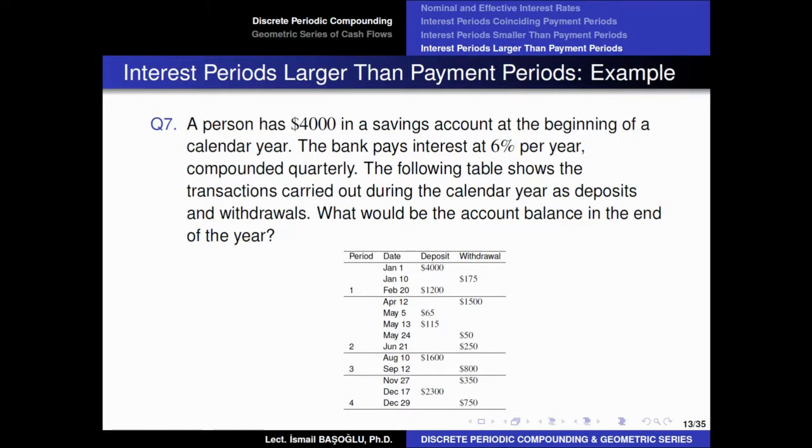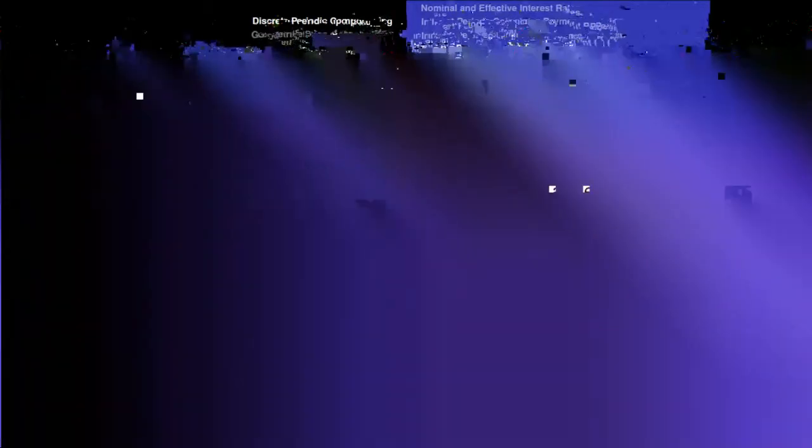Now, in this question, it says that a person has $4,000 in a savings account at the beginning of a calendar year, and the bank pays interest at 6% per year, which compounds quarterly. The following table shows the transactions carried out during the calendar year as deposits and withdrawals. So the input of the question is given here. Right now in the account at the beginning of the year, there is $4,000. It is deposited and the nominal interest rate is 6%. Compounding occurs quarterly, therefore the effective interest rate per quarter is 1.5%.